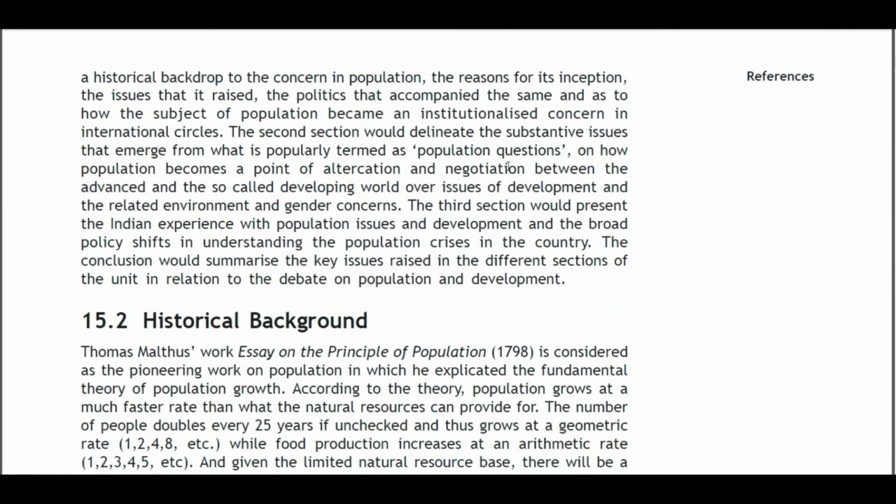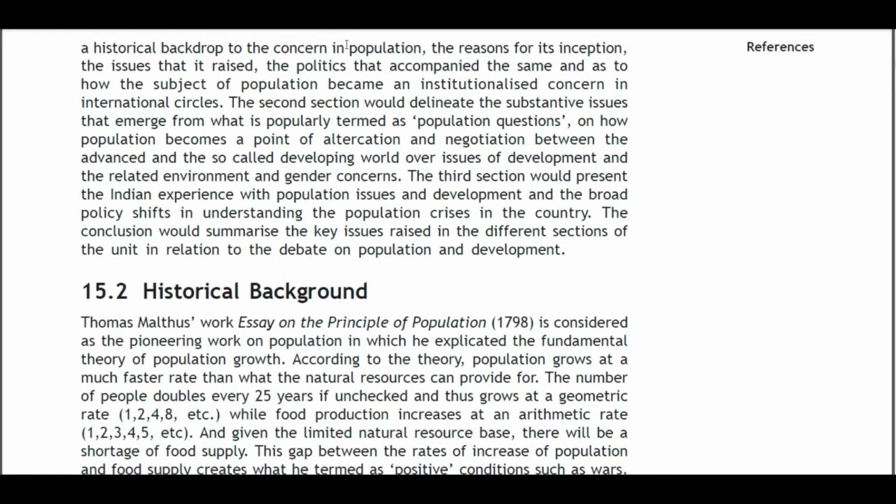The present unit attempts to present some of the key issues that are central to the debate on population and development. The first section would present a historical background to the concern in population, the reasons for its inception, the issues that were raised, the politics that accompanied the same, and how the subject of population became an institutional concern on international crisis.